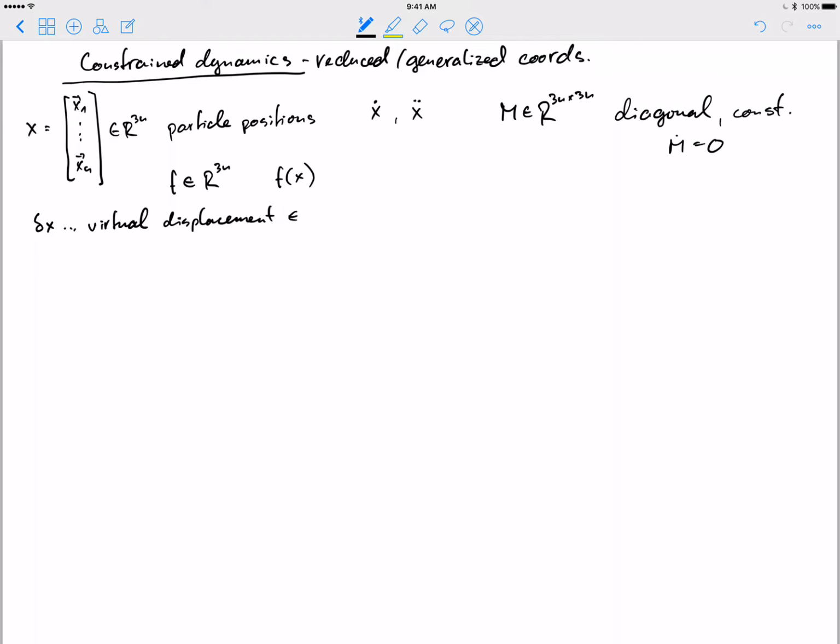So the virtual displacement is also a 3n dimensional vector, just like the positions vector. And what does it mean? It basically means an infinitesimal change of positions of all the particles. Why is it called virtual displacement? That just means that it's not the real displacement the system will take when it's moving in time. The actual displacement is x dot. That's the real displacement, or the real velocity if you want. But the delta x is a hypothetical one. And we need the virtual displacement to formulate D'Alembert's principle, which is kind of the key to constraint dynamics.